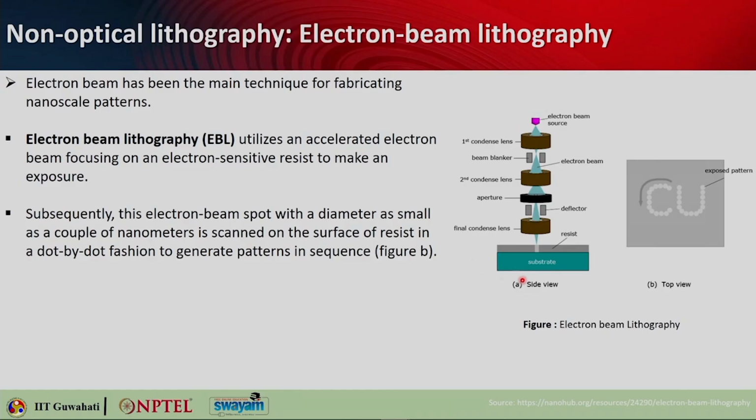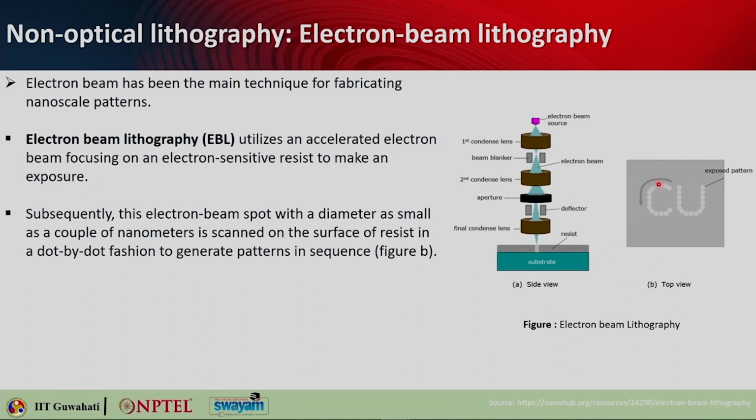You can see this is a typical electron lithography setup. You have an electron beam source, you have the first condenser lens, and you have a beam blanker. So, you get an electron beam, you have the second lens, you have the aperture, deflector, final lens, and then it focuses and does the patterning. You can see on this particular diagram how the patterns are created.